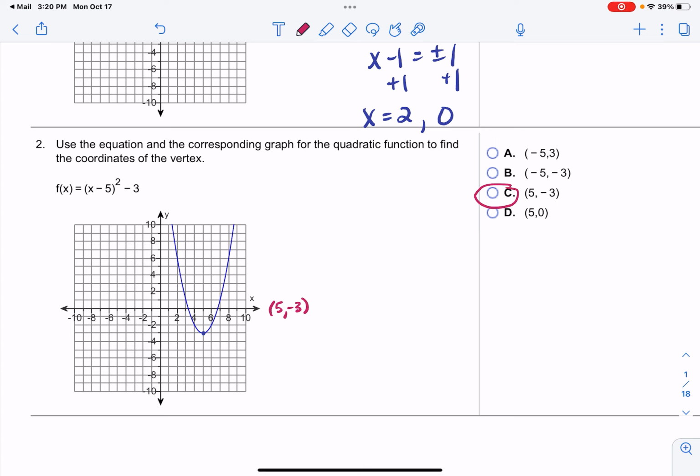Another way of doing this without looking at the graph is by identifying the format of the graph of the quadratic function. It's in the form of (x minus h) squared plus k. So the fact that we have an x minus 5 shows that your original vertex has been shifted to the right 5 units. And the minus 3 means the vertex has been shifted down 3 units. So our vertex is (5, negative 3).